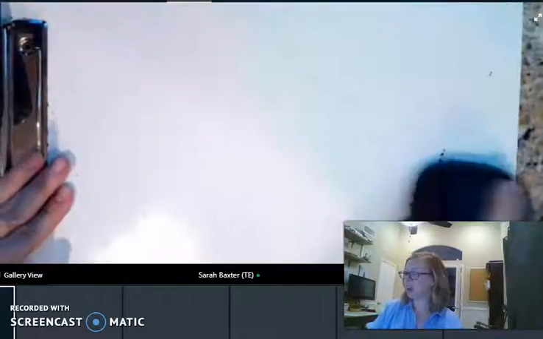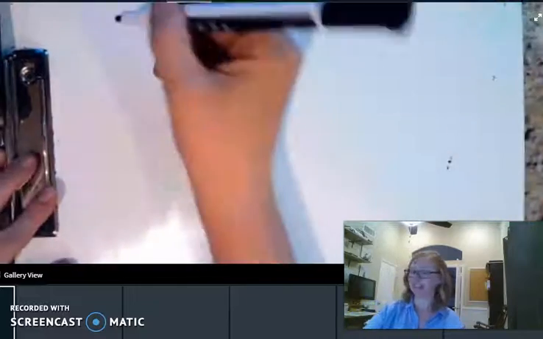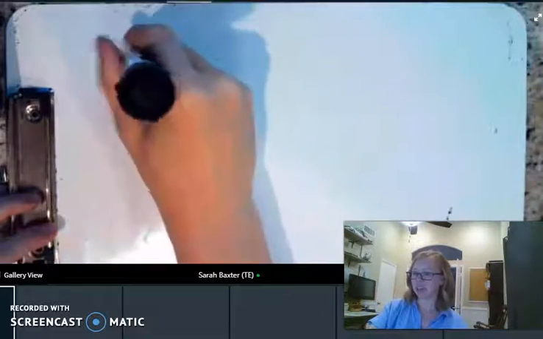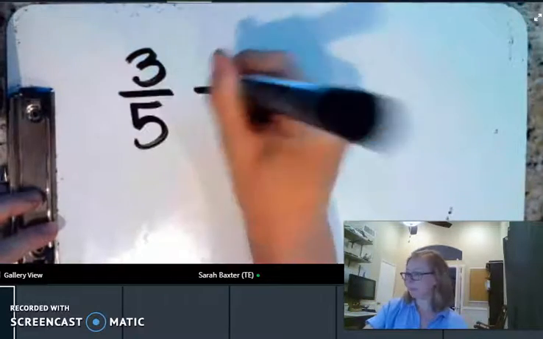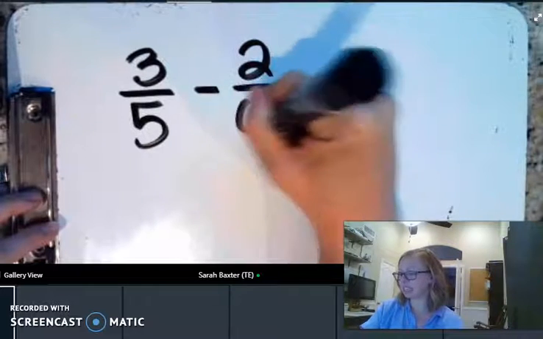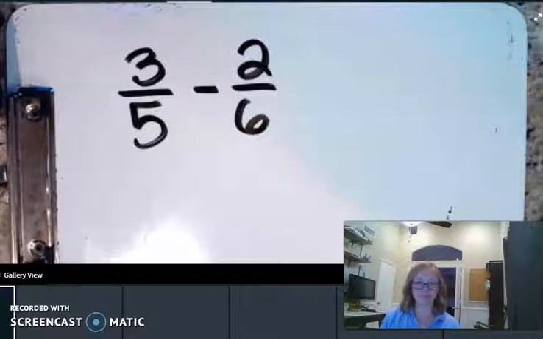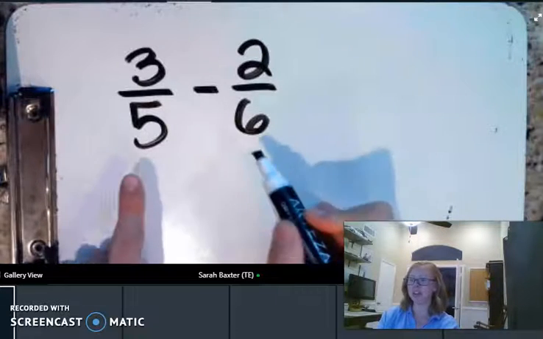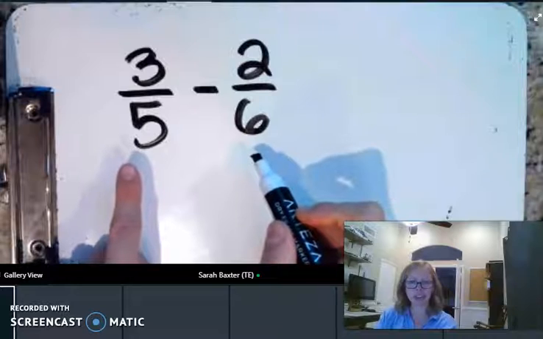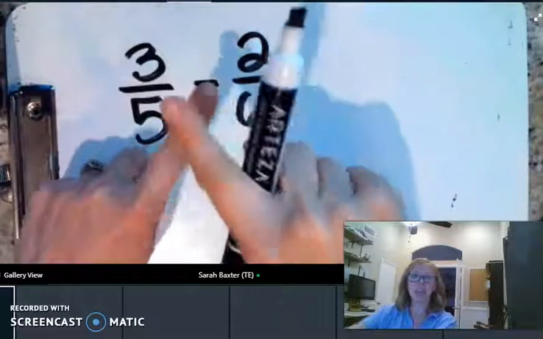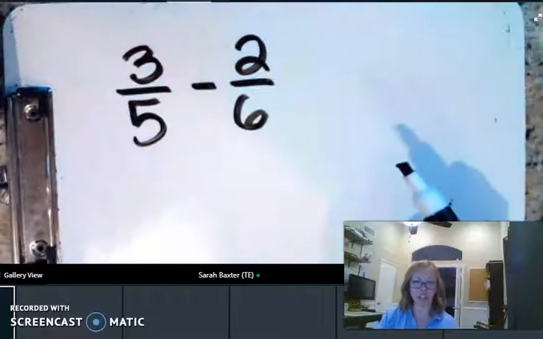Let's try one last problem together here. Let's look at 3/5 minus 2/6. We again do not have common denominators here. We need to make common denominators before we can subtract. Remember that one strategy you can use if you're kind of stuck and not sure what denominator you can have here, we can multiply our two denominators together.